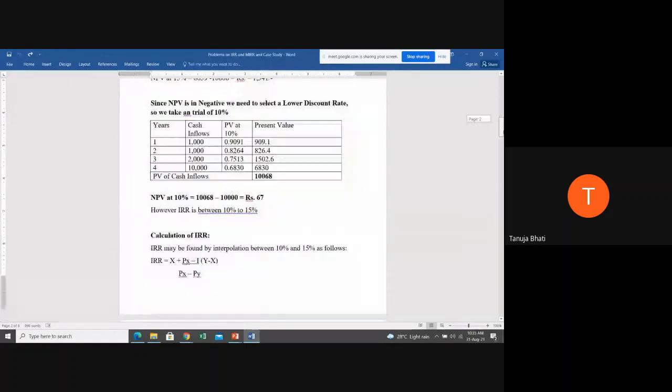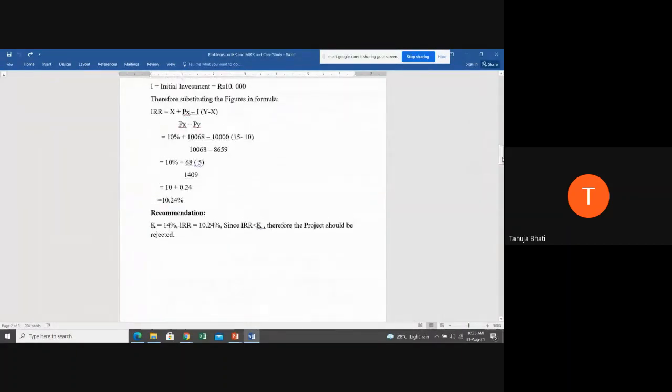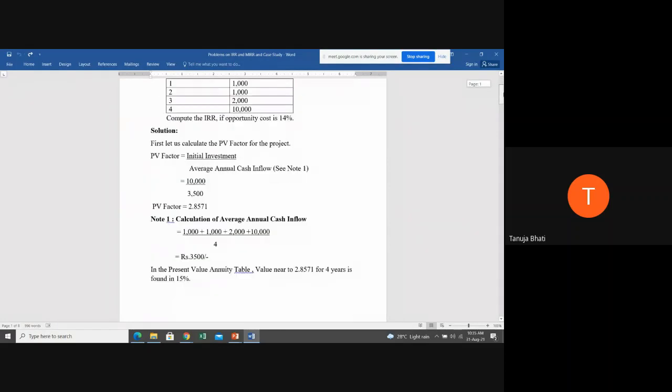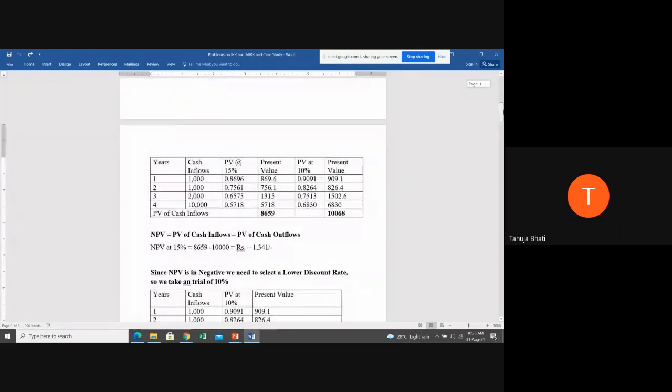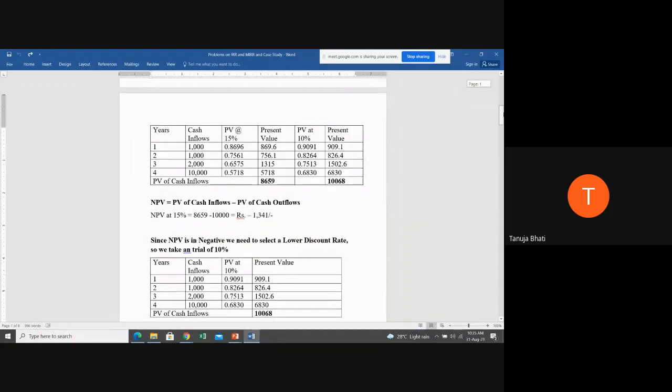Okay. Is this problem of IRR clear to everyone? Yes, students? Is it clear? Yes, students. Can we move ahead to the next problem?